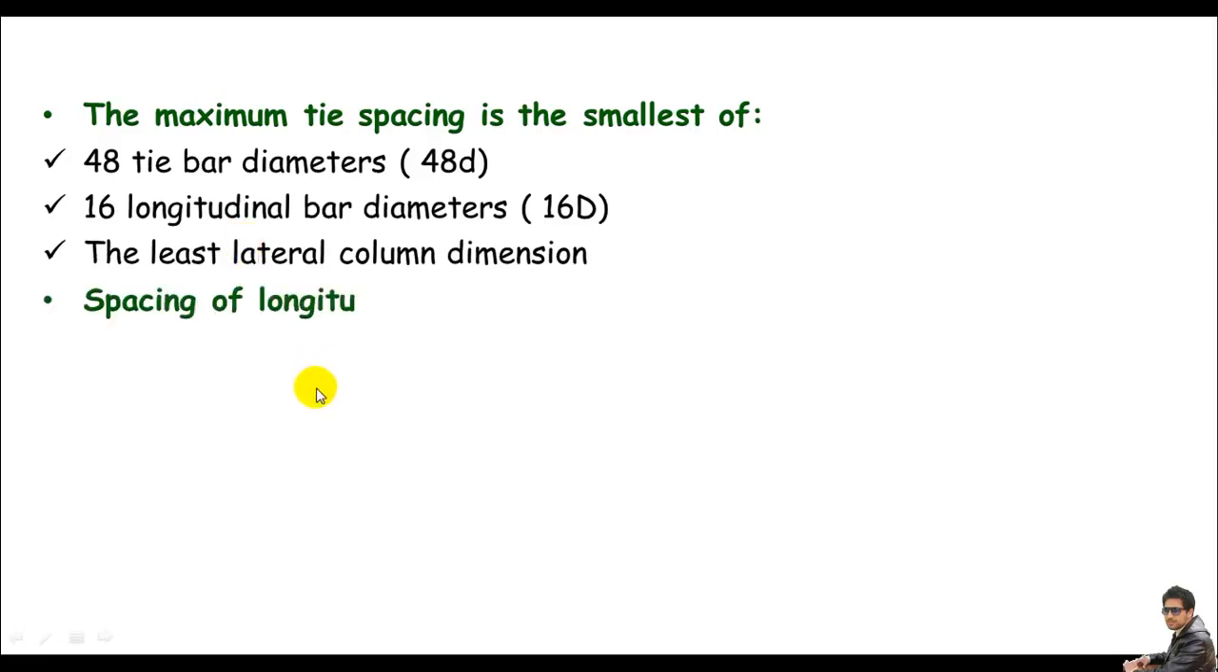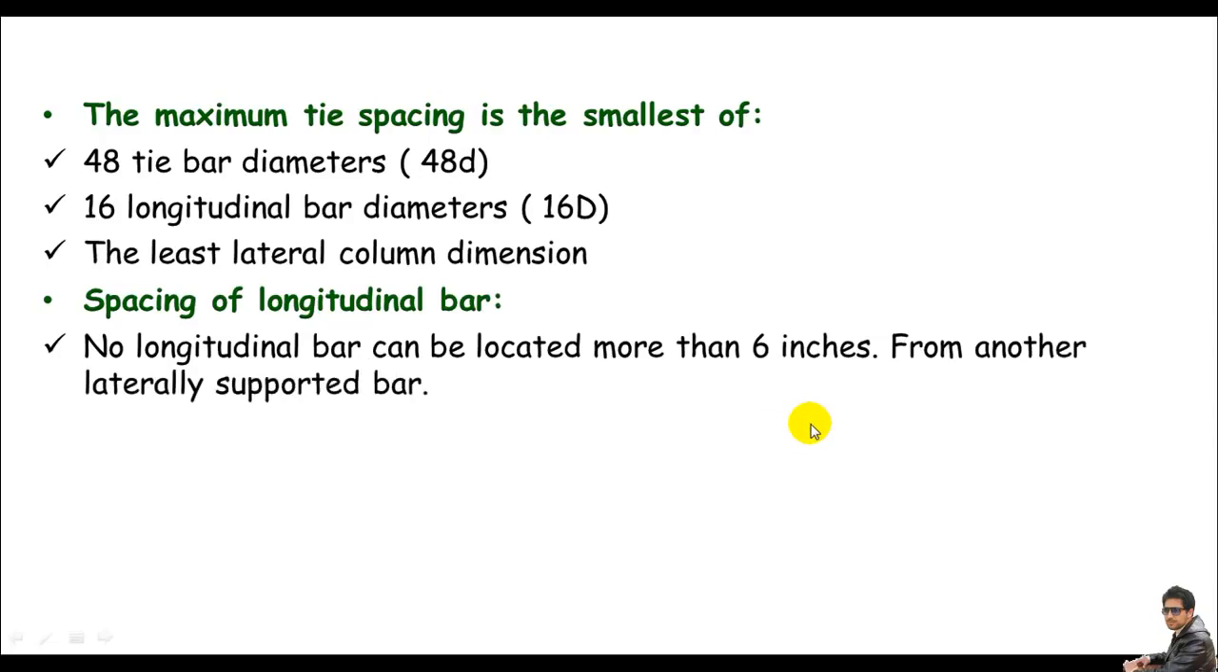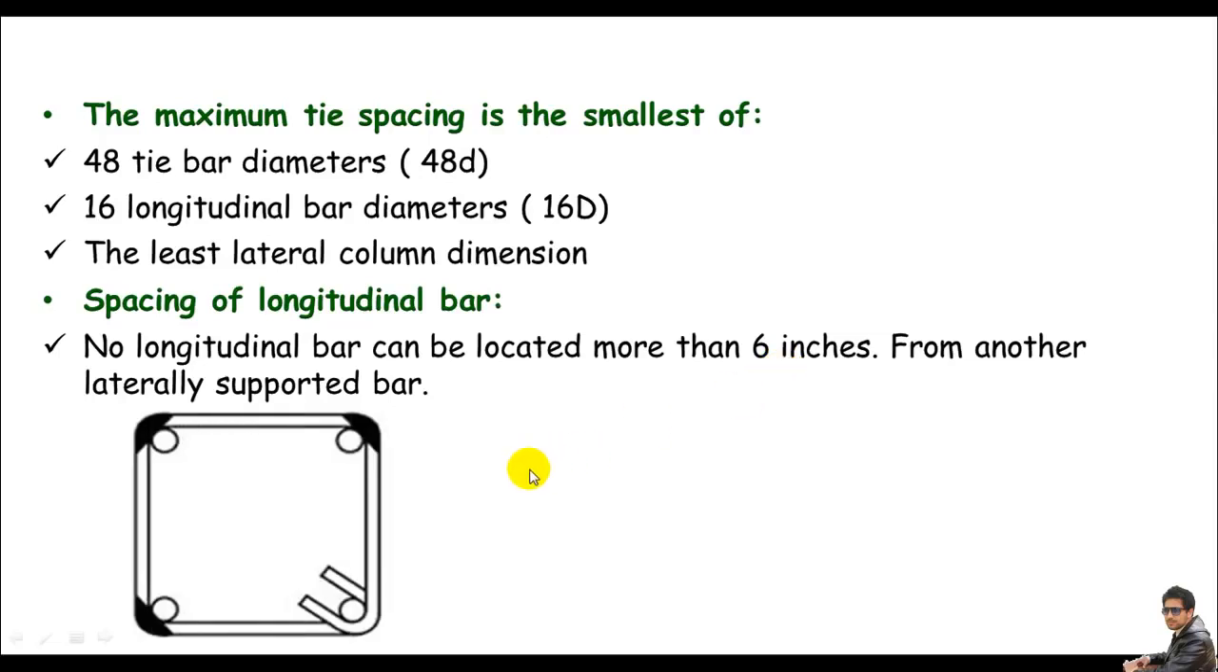The next thing is the spacing of main bars. According to ACI 318, no main bar can be located more than 6 inches from another bar. Which means the maximum spacing is 6 inches. The spacing cannot be greater than 6 inches. If you keep it less than 6 inches, no problem. Just look at this picture, which means the distance must be kept less than or equal to 6 inches, which is the spacing between main bars.